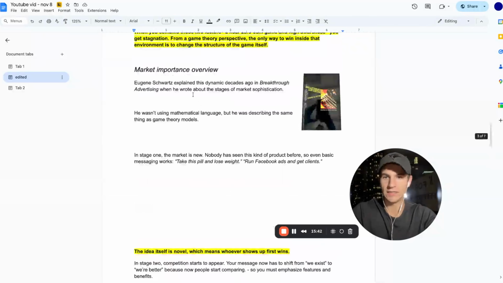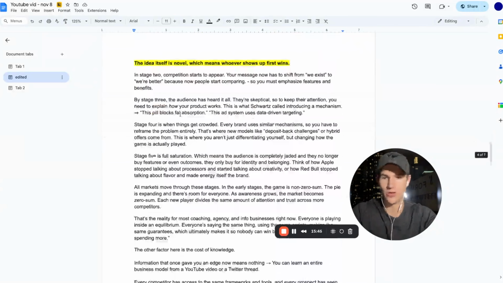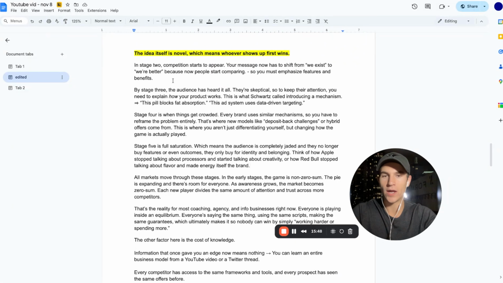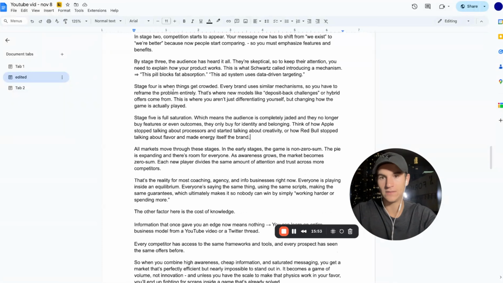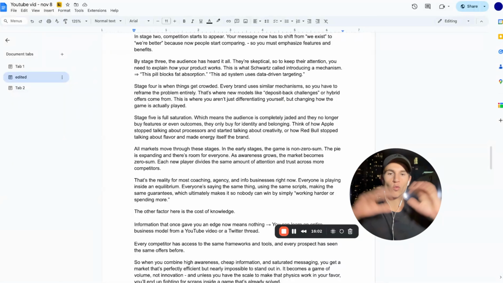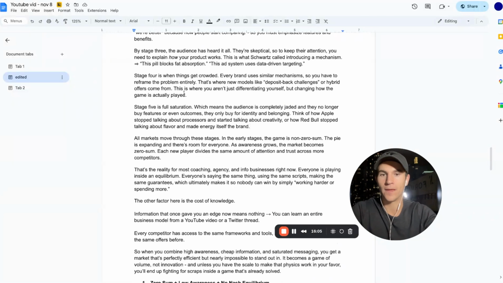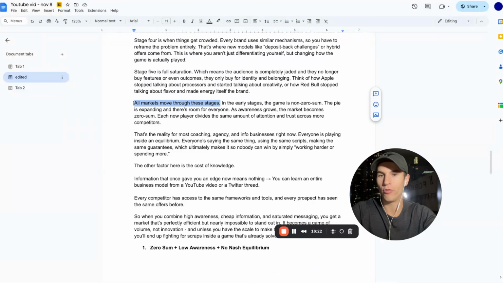So basically, as you can see, stage 1, you're brand new. No one knows about you. You just talk about your product. Stage 2, you have to emphasize a little bit. Stage 3, emphasizing doesn't work. You have to make a new mechanism. Then you emphasize the mechanism. And then you reach the point where you've created this new mechanism, you've made the grandest of slam offers. And now, stage 5, you have to remake the game. People aren't buying the outcomes, they're buying the identity and belonging. So you're basically remaking the game. And all markets move through these stages.